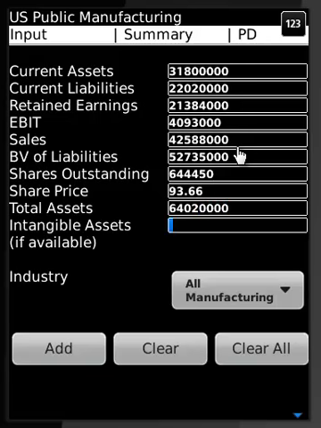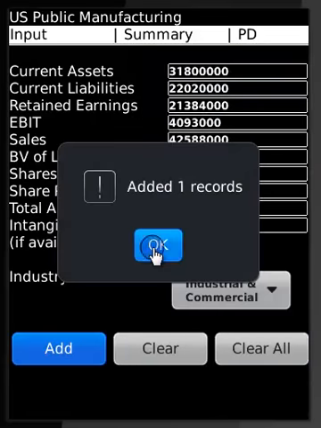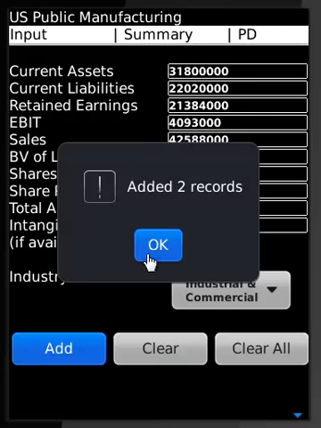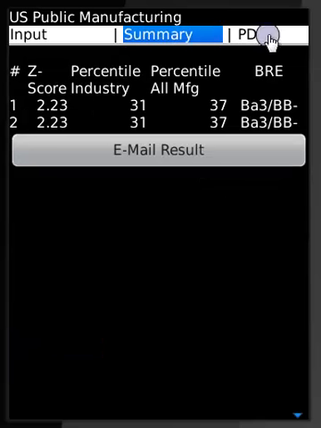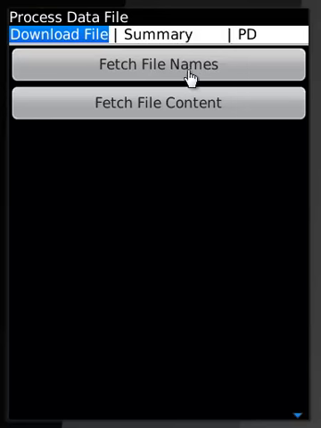64020000. Intangible 805000. This is in the industrial and commercial. We added that, and let's slightly change the values. That's all. That way we can see a trend. Okay, this is the trend we saw. So now process the data file.